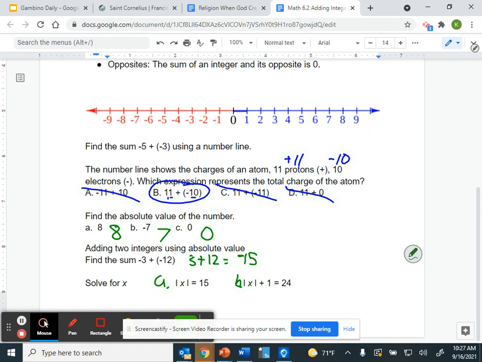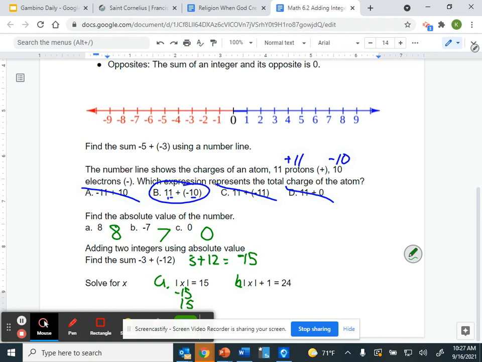So now let's look if we have to figure out what number could we put in for x if its absolute value is 15. What number could x be? Answer? It could be negative 15. Because the absolute value of negative 15 is 15. What other number could it be? Peyton? Positive 15. It could be either of those numbers, either a negative 15 or a positive 15.